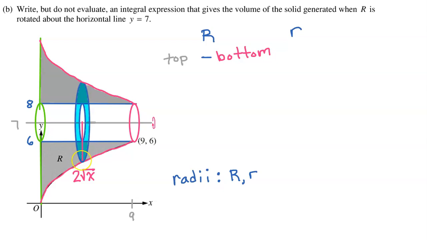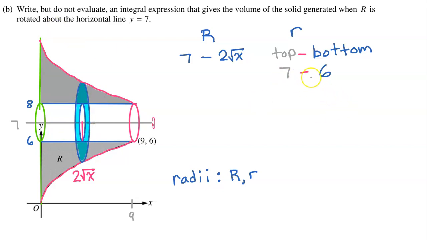Let's start with the big radius. When the radius is vertical, you can find an expression by subtracting the top function minus the bottom function. In this case, that's 7 minus 2 radical x. So here's my expression for the big radius. Now let's find an expression for the small radius. Again, we can find this by subtracting the top function minus the bottom function. In this case, the top function is 7, and the bottom function is 6. But of course, 7 minus 6 is just 1. So this is my expression for the small radius.